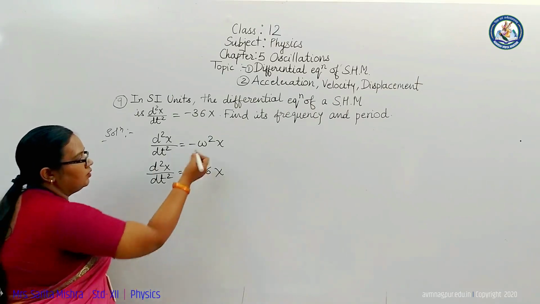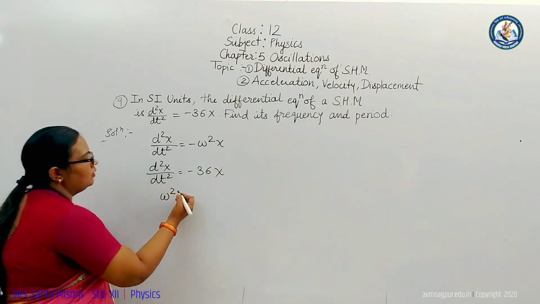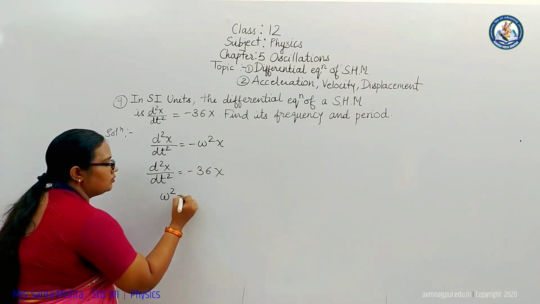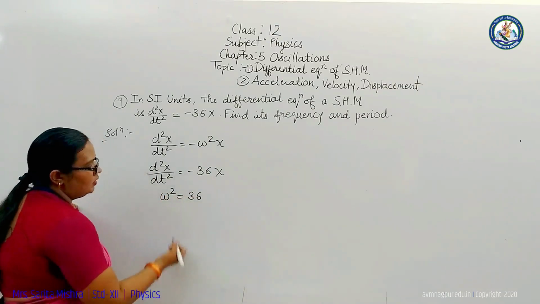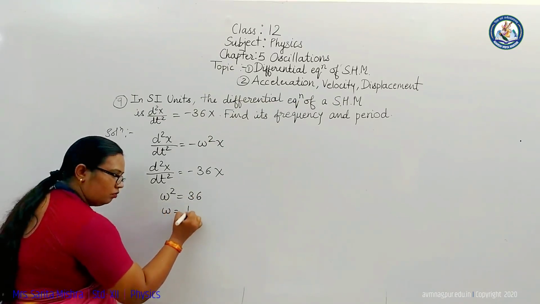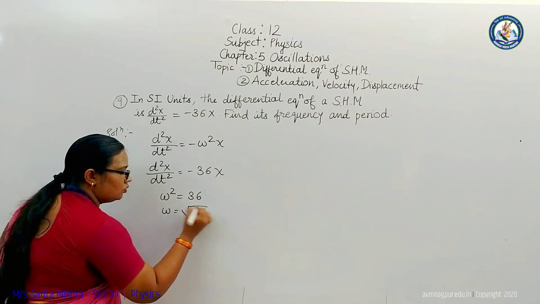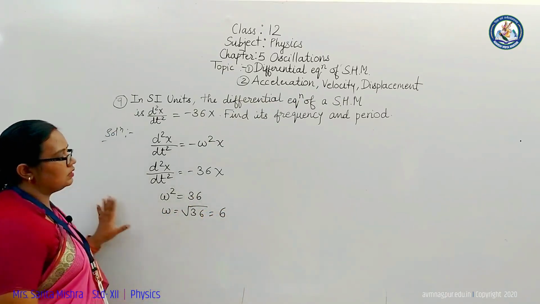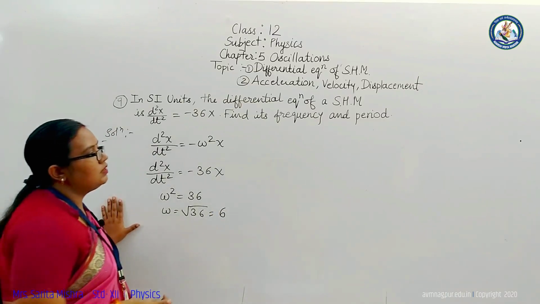After comparing, we get ω². As the left hand side is the same, the right side must be the same. So ω² equals 36. Now I want the value of ω, so I have to take the square root of 36. The square root of 36 is 6. So the ω value here is 6. Now find its frequency and period.